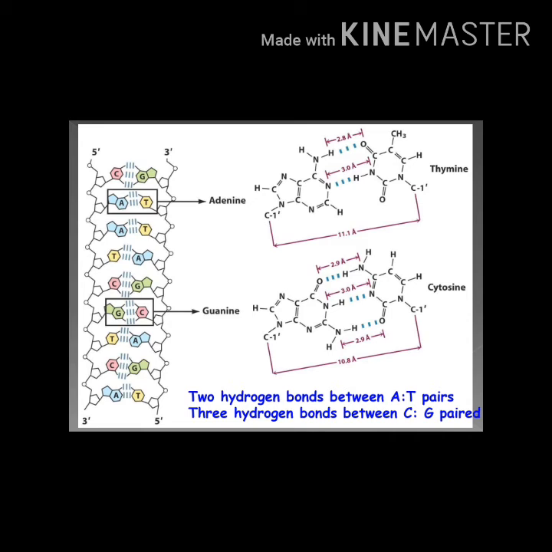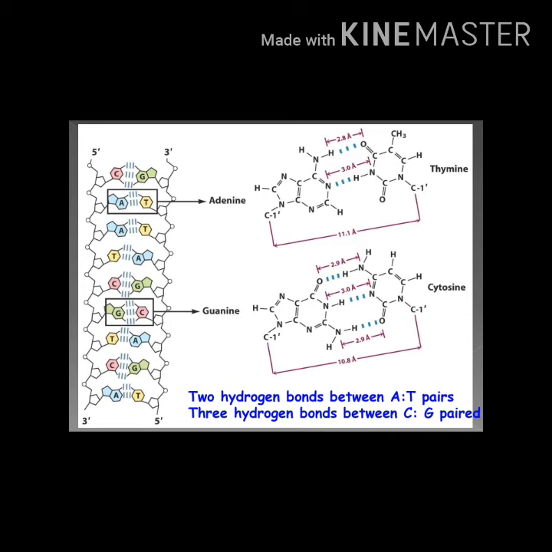So here it is inter and intra, means within a molecule and between the molecule hydrogen bonding is there. So therefore adenine binds with thymine with two hydrogen bonds.